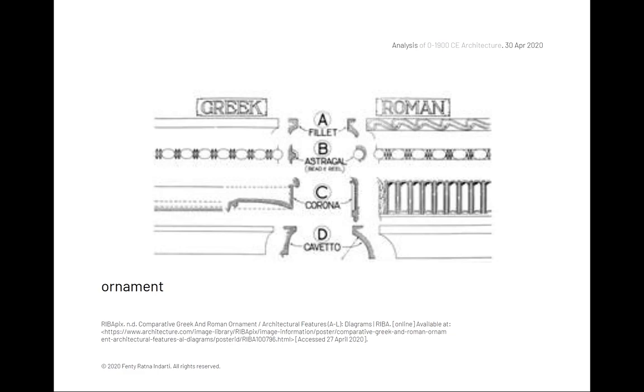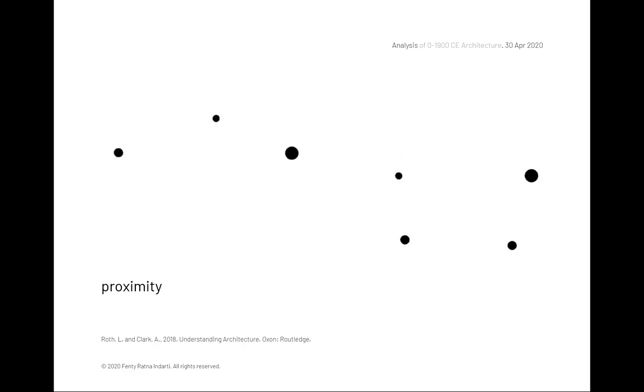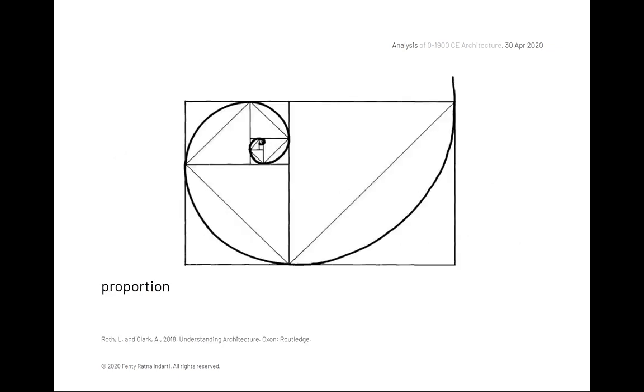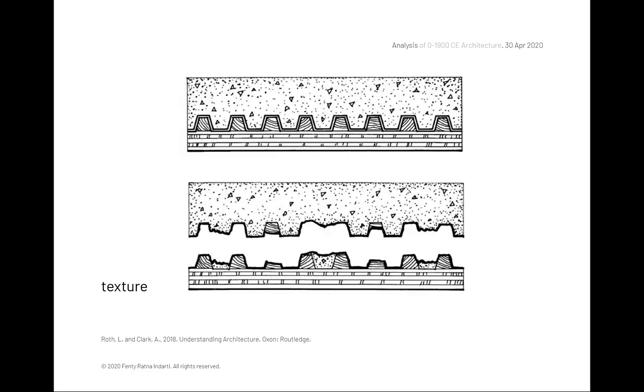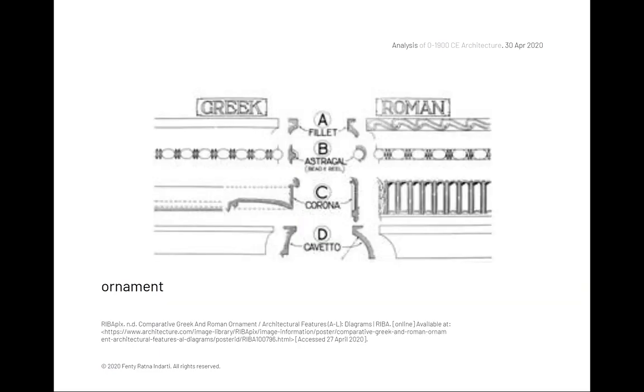So these aspects, proximity, repetition, continuity and closure, proportion, scale, rhythm, texture, light, color, and ornament, help you to identify what kind of human experience the architecture wants to give. So that's why it is important to analyze all of this.